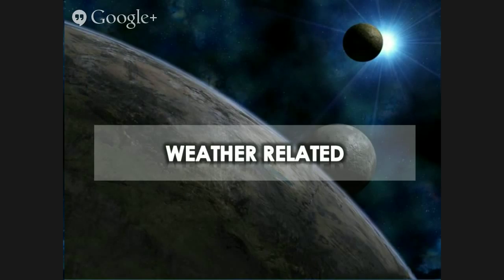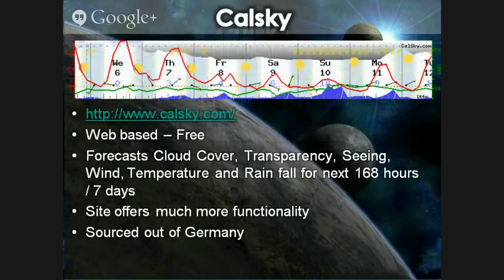And then last but not least, weather-related. If anyone has ever seen when we do some of our public observing, I have this Excel sheet that we call the RACOBS model. It's not really doing any modeling per se, it's just getting all this data and putting it in one easy spot for everyone to look at and then make the judgment call. So we use this information. This is CalSky. It's free.